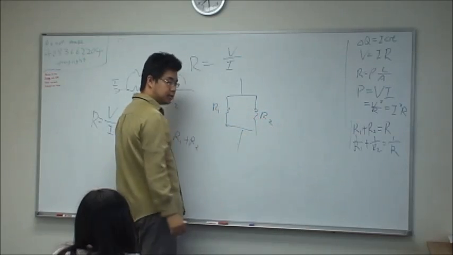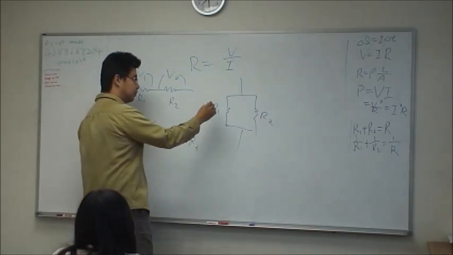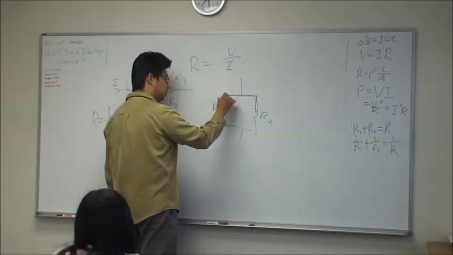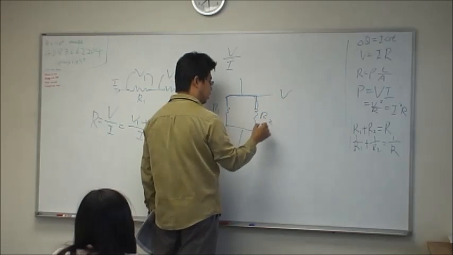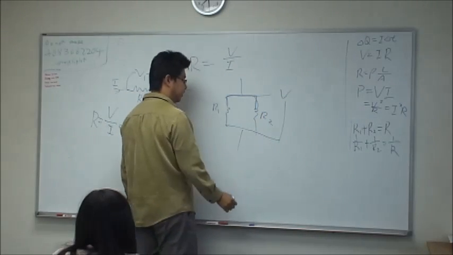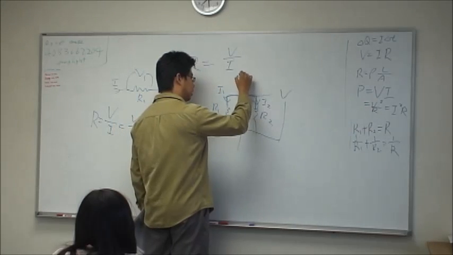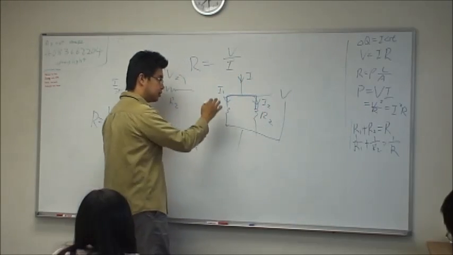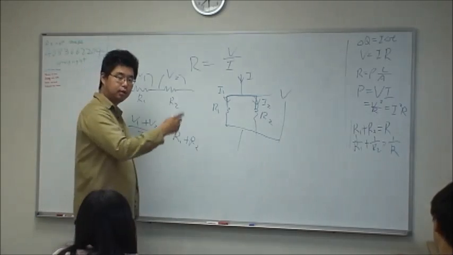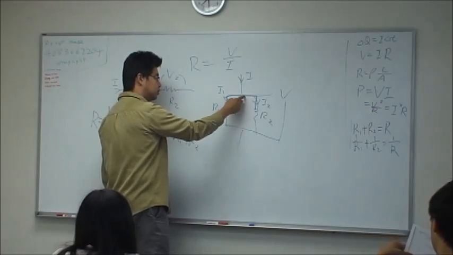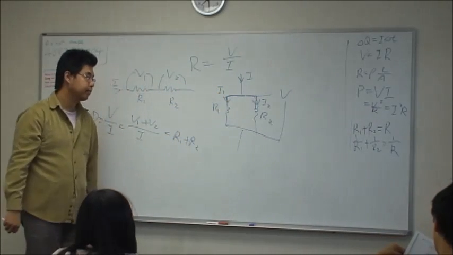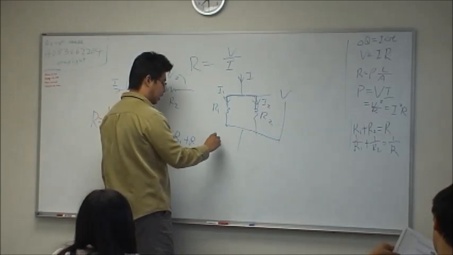R1, R2. This time the voltage is the same, right? Because it's a single metal wire from here to here. So the voltage here and the voltage here are the same, fixed. However, there's I1 and there's I2, and there's I total, which is the sum of these two, right? If two charges come in, one goes this way, one goes this way. Okay? Again, let's calculate R.